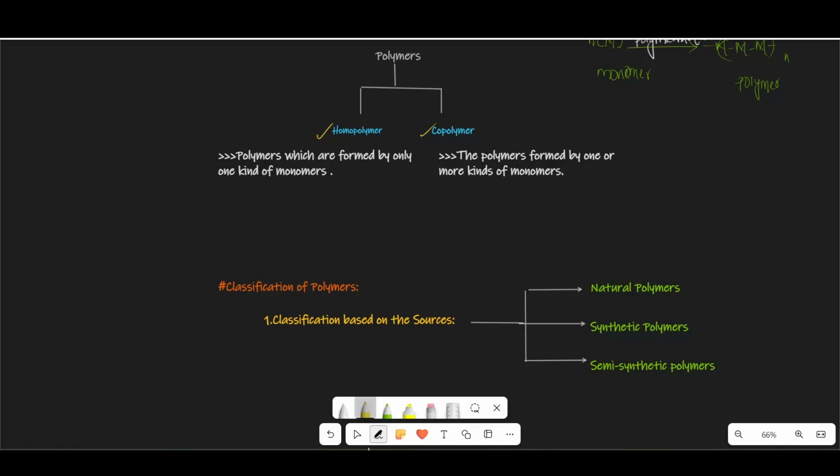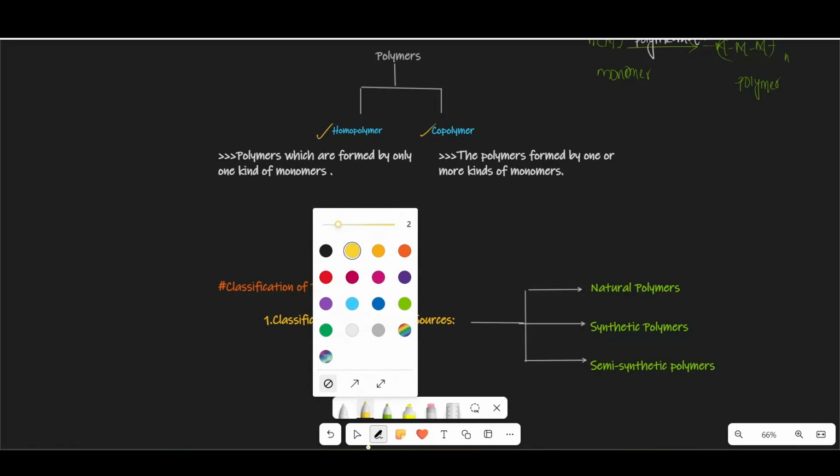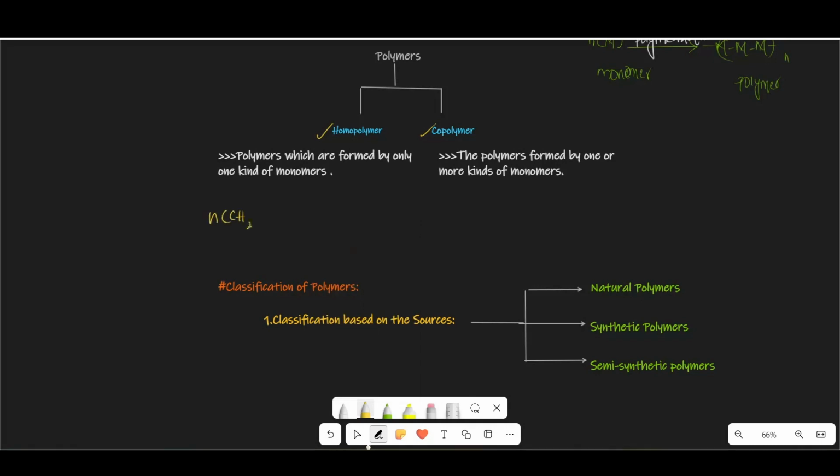Here let me tell you one example. Let's take ethene. If you take n moles of ethene, CH2=CH2, and do polymerization, then we will get polyethene. This is ethene, and this is the polymer. This polymer is formed by only one kind of monomer, that is ethene. So this is called homopolymer.